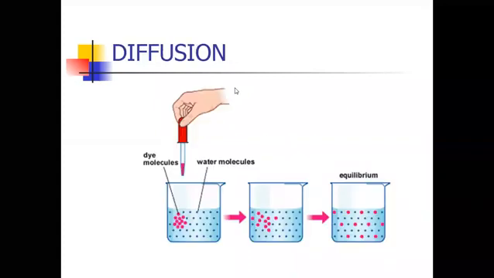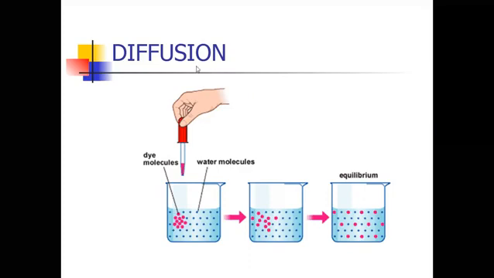Diffusion, imbibition, osmosis. By these three ways, water is absorbed by plant roots. So today we first discuss these three types of mechanisms in the absorption of water by the plant roots. The first one is diffusion.